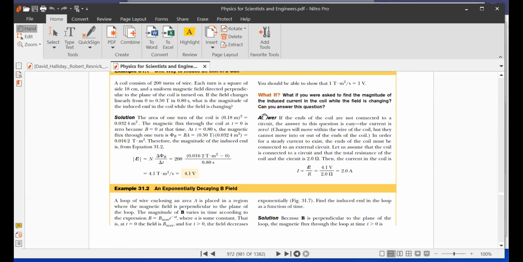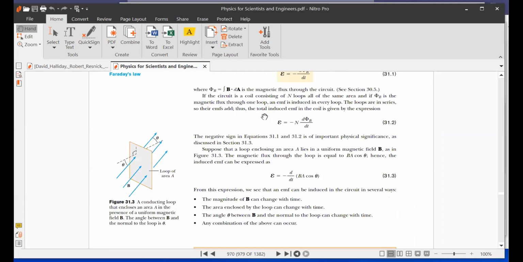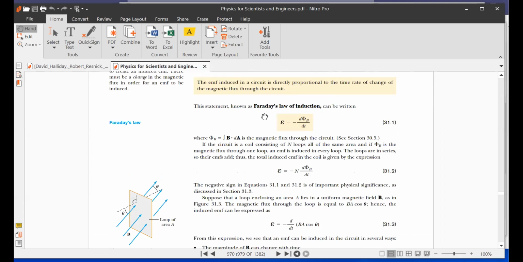Last week, we discussed Faraday's law. Faraday's law is basically about magnetic induction that produces electric induction. This is so because the magnetic flux depends on time. So this is the law of induction, Faraday's law of induction.